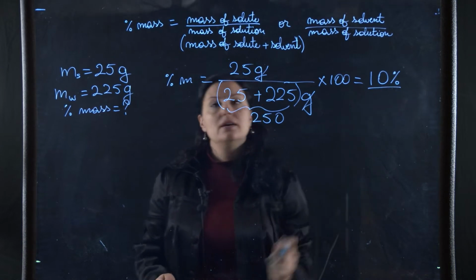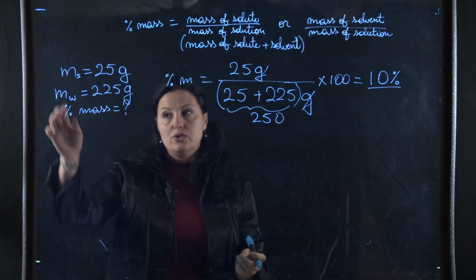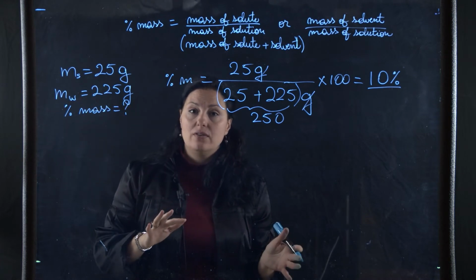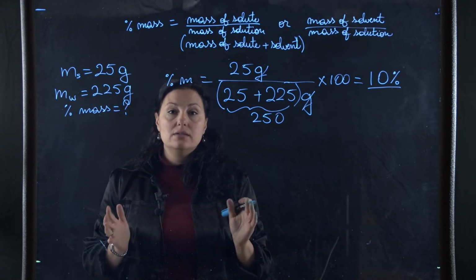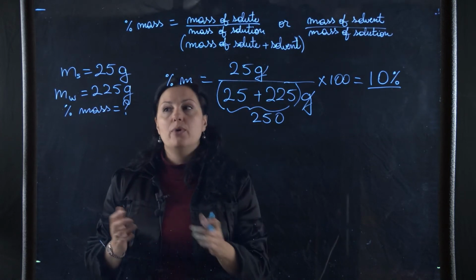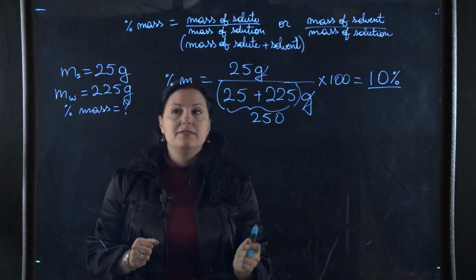That is the percent. Now remember, the trick here was to figure out that the mass of the water is not the mass of the solution, it is the mass of my solvent. The mass of the solution is the sum of both my solute and my solvent.